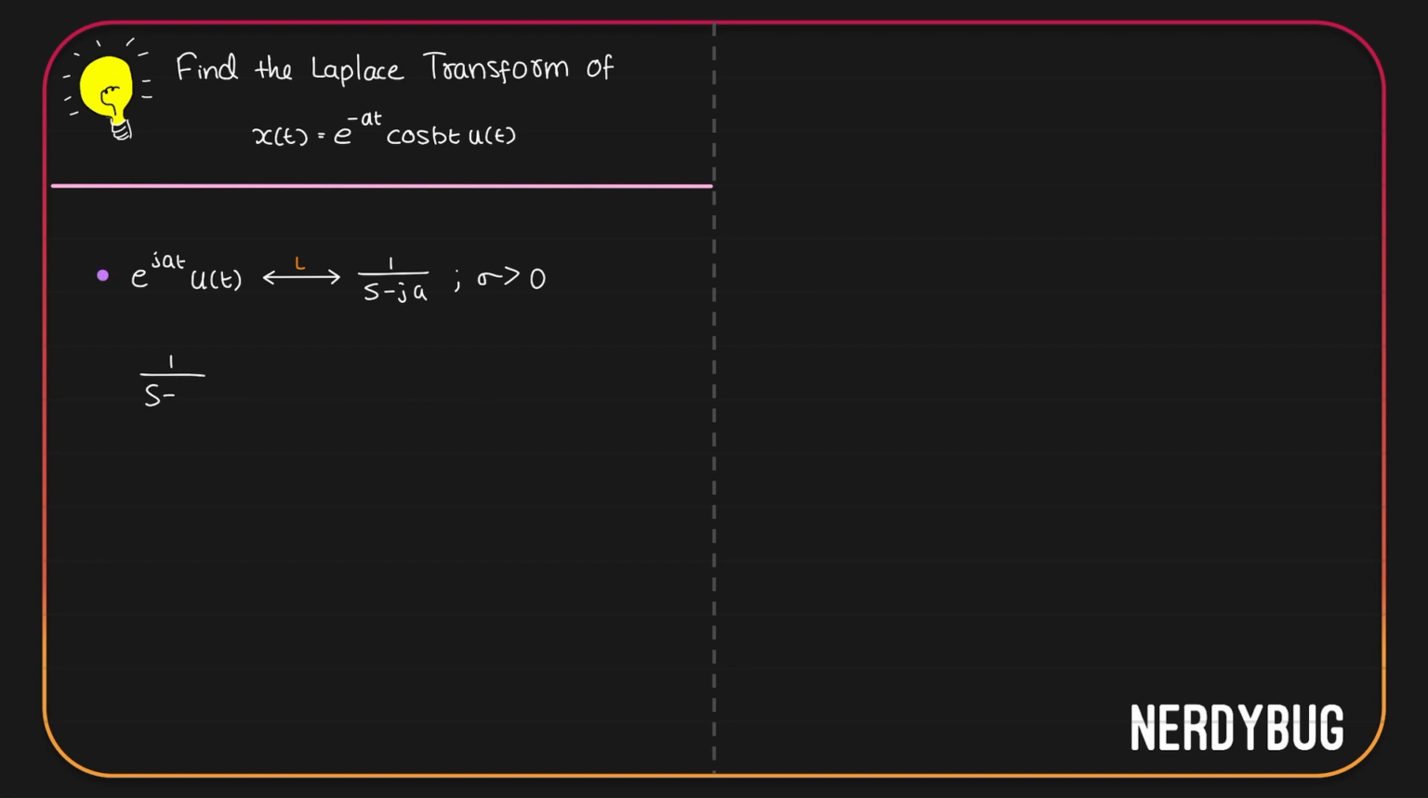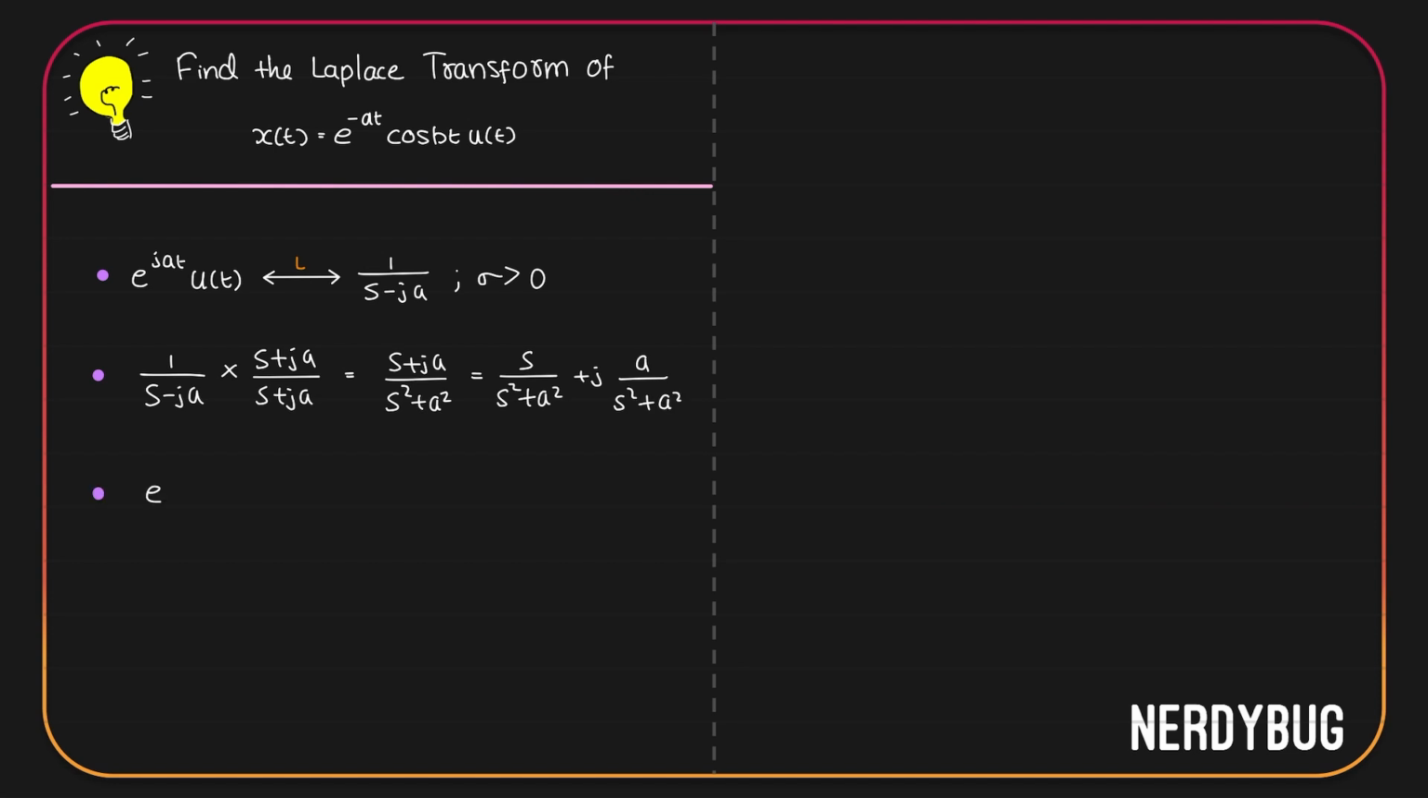Now let us take 1 by s minus ja and try to rationalize its denominator. For that, we'll multiply and divide with s plus ja, the conjugate of the denominator. So this becomes s plus ja divided by, the denominator s minus ja into s plus ja, which is s square plus a square. Let us split it into two terms, s by s square plus a square plus ja by s square plus a square.